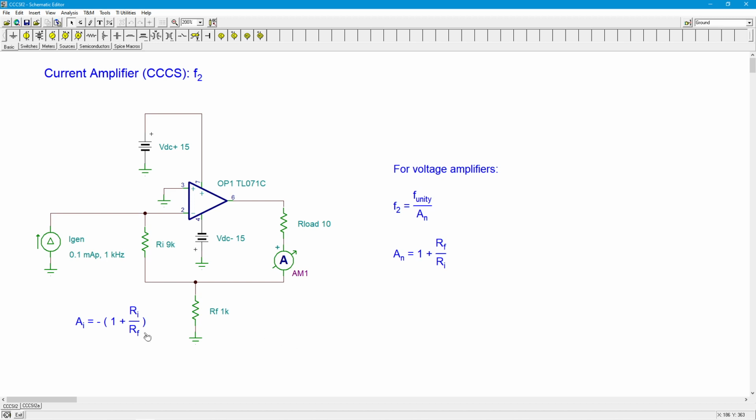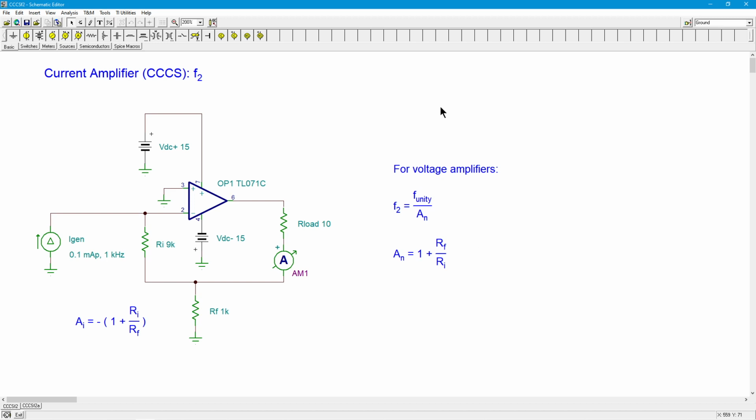And in this particular circuit, Ri happens to be 9K, Rf is 1K, so 9K over 1K, 9 plus 1, 10. We should have an inverting gain of 10 out of this thing. And of course, 10 in decibel form would be 20 dB. All right, great, fine. The F2 part of this is kind of up in the air.